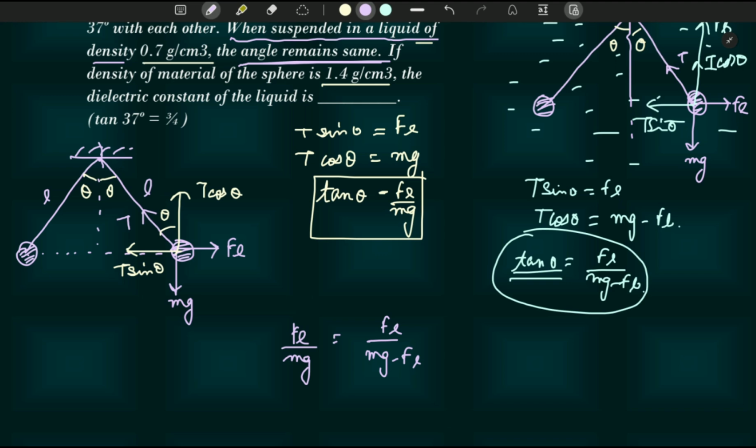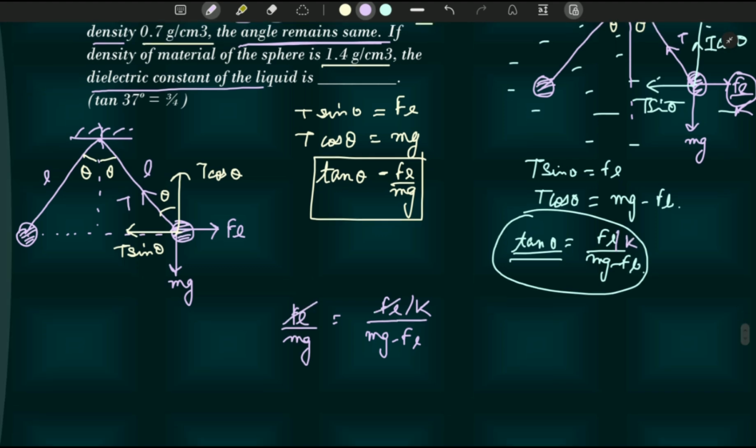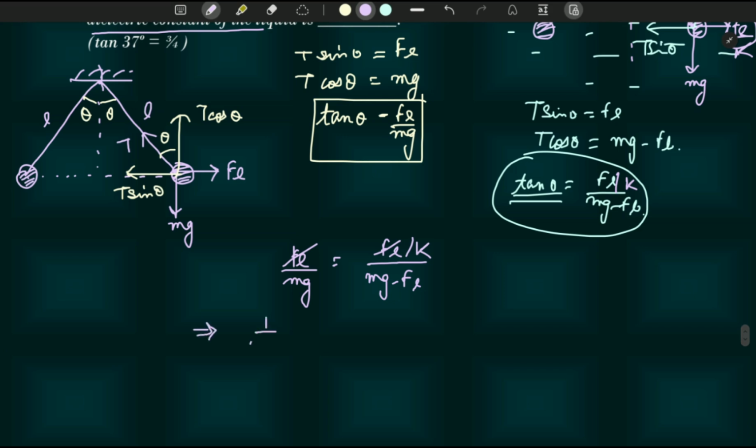And it is told that there is a dielectric constant. One thing is that in the second situation, the electrostatic force will not be Fe but Fe by K, because there is a dielectric medium, so Fe by K. So here also Fe by K. So cancelling Fe, I will get 1 by mg is equal to 1 by K, mg, and Fb I have found out.